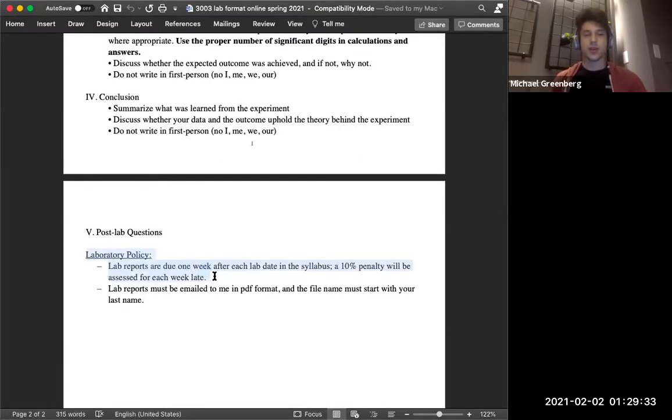And of course, once again, lab reports are due 1 week after each lab date in the syllabus, and then you get a 10% penalty for each week late. So for me personally, you don't have to send it in PDF format. You can send it in either PDF or Word format. That's fine with me. All right.